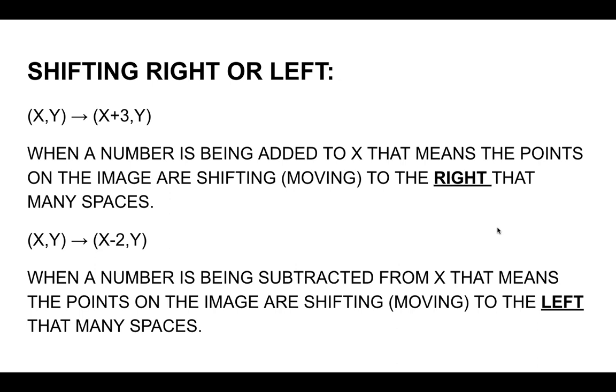And the reason why we know this is because when we're shifting right or left, remember our x-axis describes the horizontal line. Okay, so that's movement either going to the left or to the right. In this case, when a number is being added to x, that means the points in the image are being shifted or moved to the right that many spaces. And then when a number is being subtracted from x, that means the point is moving to the left that many spaces. So x plus 3 means I'd be moving that pre-image to the right 3 spaces, and then x minus 2 means the pre-image would be moving to the left 2 spaces.